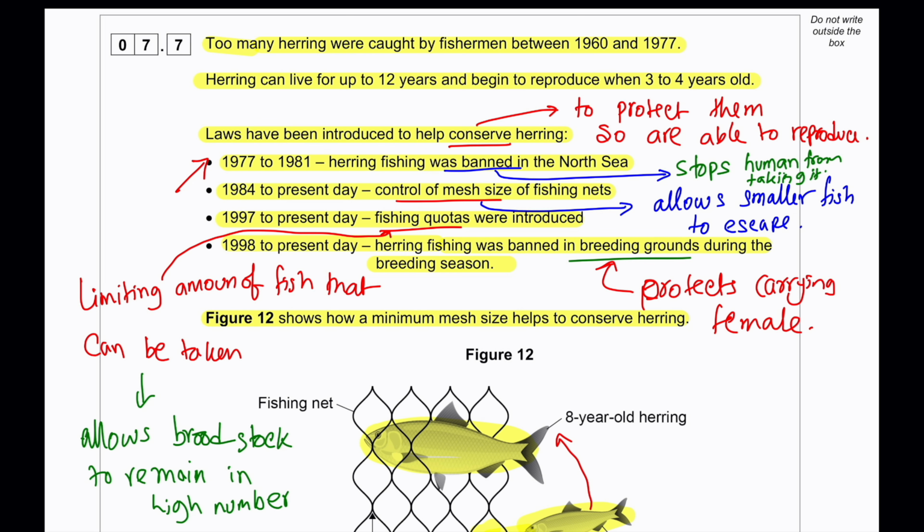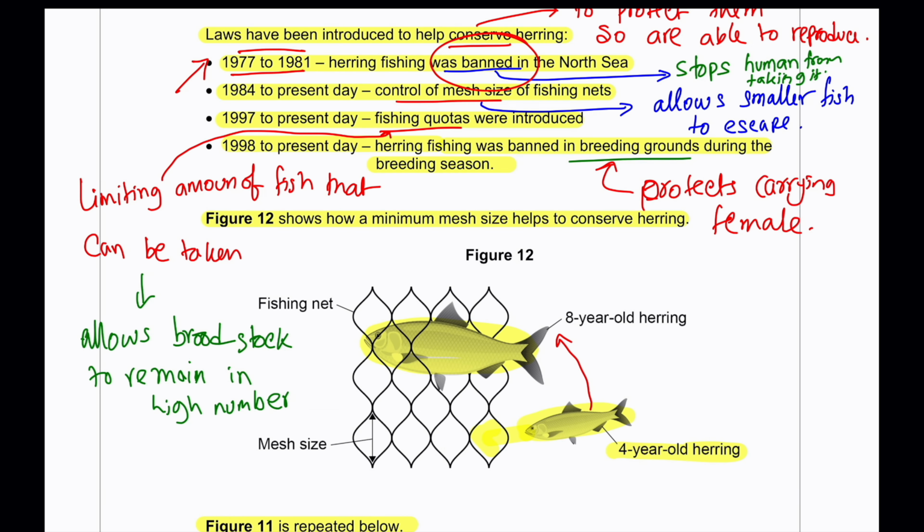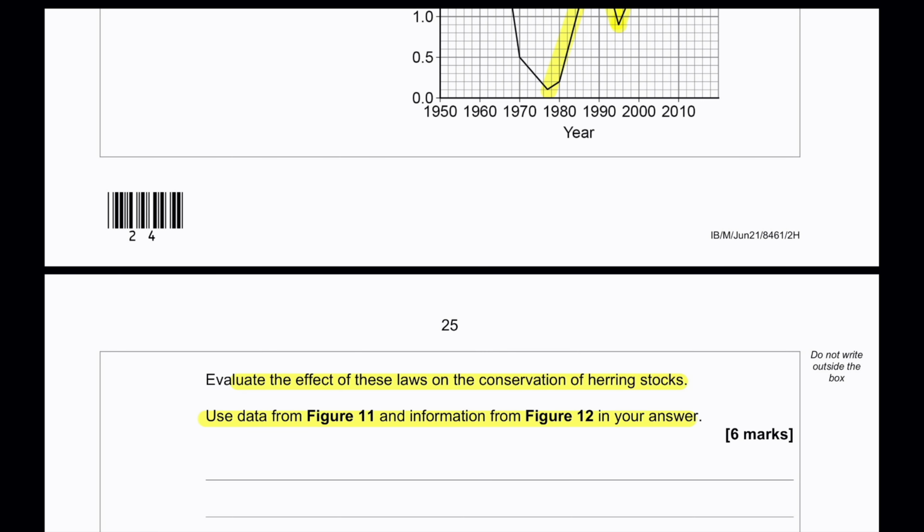So 1977 to 1981, when fishing was banned totally, we can see the amount of fish increased dramatically. In 1984, the control of mesh size, the fish kept on increasing. In 1997 to present day, fishing quotas were introduced and we can see the fish decreased in numbers, however then recouped back to higher numbers. So the answer can be written as follows.